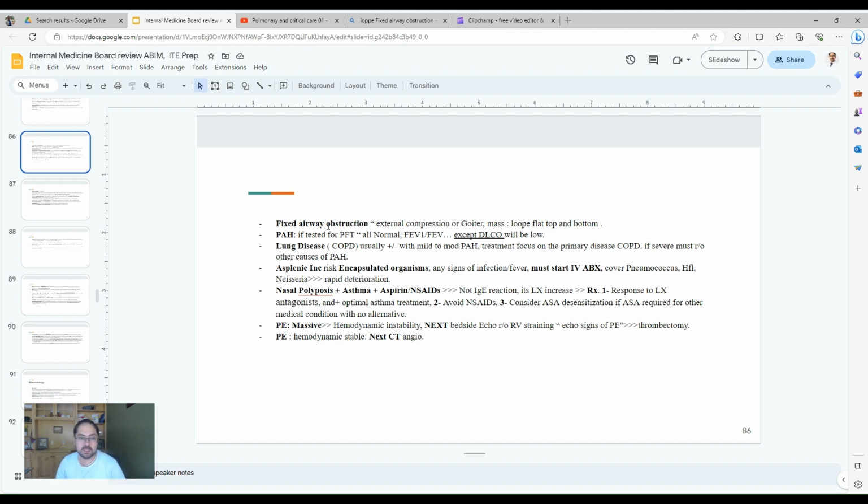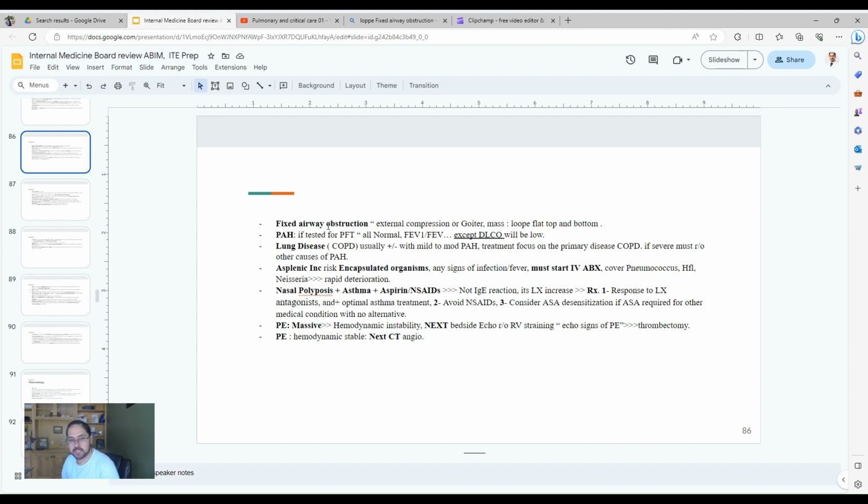Pulmonary arterial hypertension is common in the test. If you test a patient with pulmonary hypertension with a pulmonary function test, you expect the pulmonary function test to be normal, except the DLCO will be low. If a patient has a lung disease, for example COPD, and you find that he has pulmonary hypertension, the COPD should be mild to moderate, but should not be severe. If it's severe, then you have to rule out another severe structural lung disease.